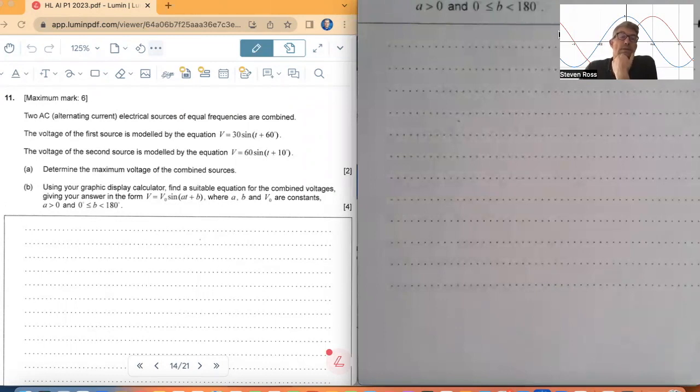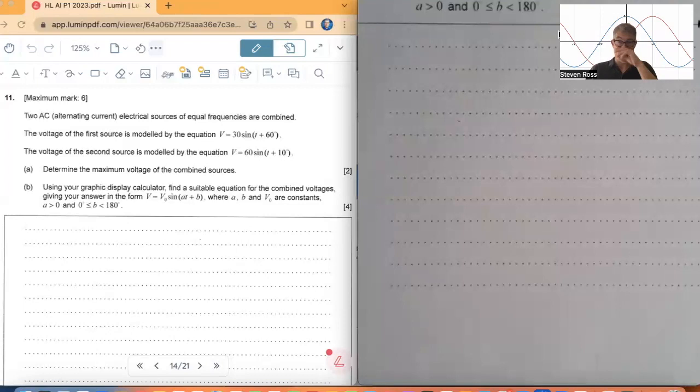Two AC alternating current electrical sources of equal frequencies are combined. The voltage of the first source is modeled by the equation V equals 30 sine of t plus 60 degrees. And the voltage of the second source is modeled by the equation V equals 60 sine t plus 10 degrees. Determine the maximum voltage of the combined sources, and then using the graphic display calculator, find a suitable equation for the combined voltages, giving your answer in the form V equals V naught sine of (A t plus B), where A, B and V naught are constants.